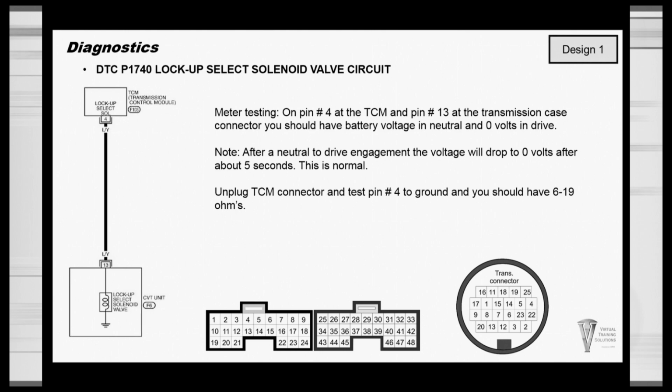So to check the TCM, you can unplug the TCM and check pin 4 to ground. You should have about 6 to 19 ohms. That's the ohms of the solenoid. If you're monitoring the wire itself, in neutral you should have battery voltage, and 0 volts in drive. After the engagement, it's going to take roughly 5 seconds and the voltage is going to drop to 0. This is for the engagement feel, is what they do that for.